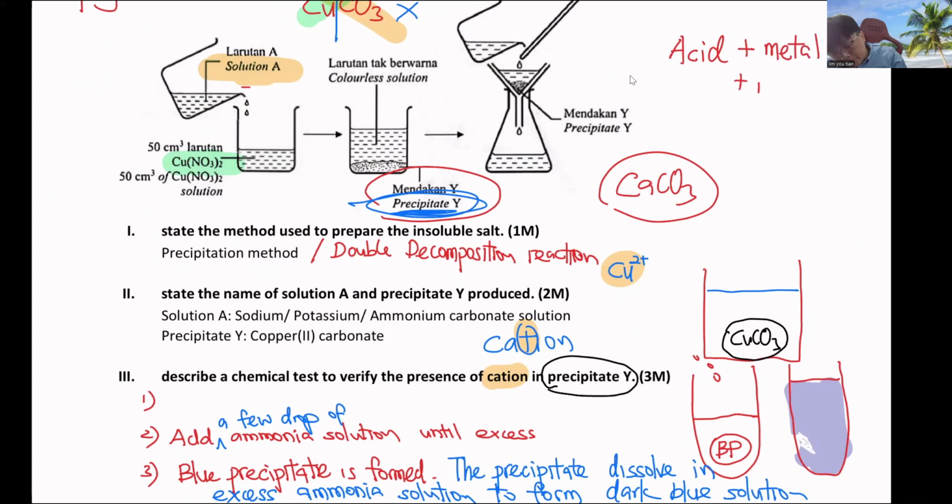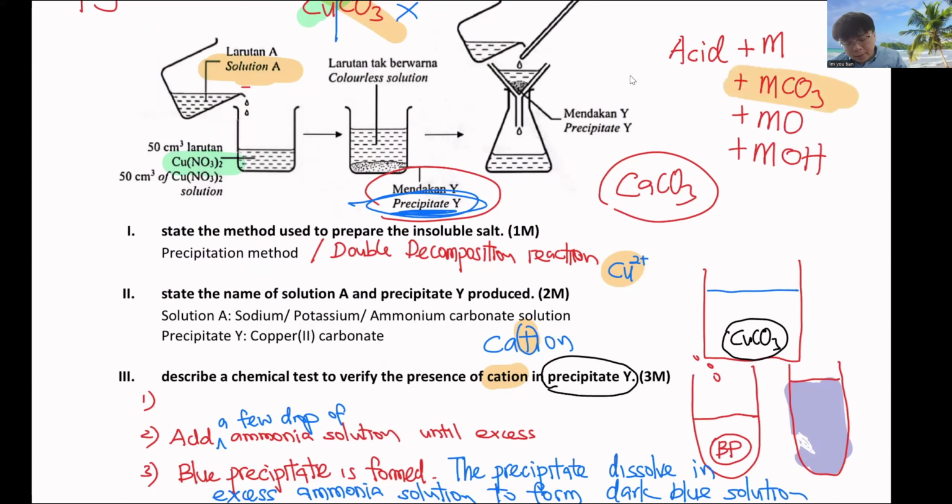One is metal. Oh, I use the shortcut better because it's very long. Metal, metal carbonate, metal oxide, and metal hydroxide. So in order to let my carbonate dissolve in water, I need to add one acid. This is my step one. Need to add one acid to dissolve.